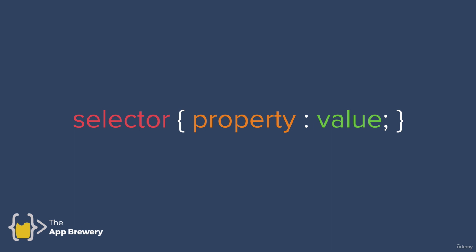Essentially, the selector is basically just the who. So who is it that you want to modify in your web page? Is it the H1? Is it the paragraph tags? Is it the image tags? Whose style do you want to change? And the next part is the property.